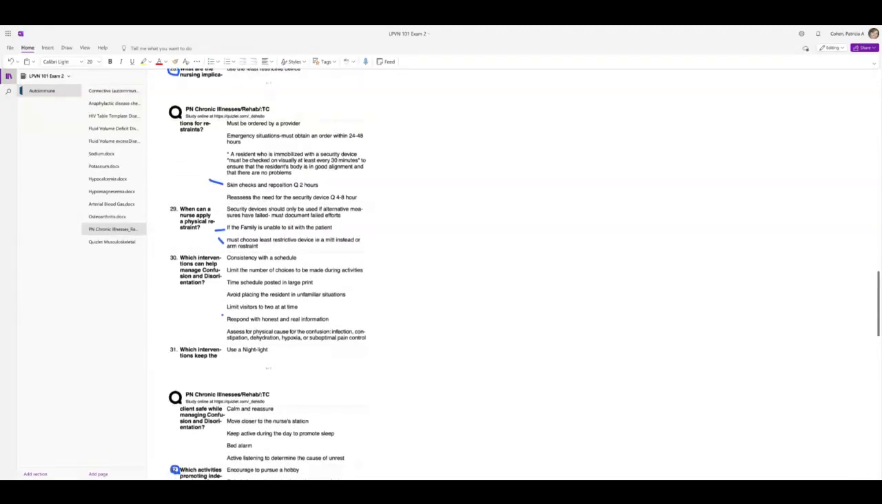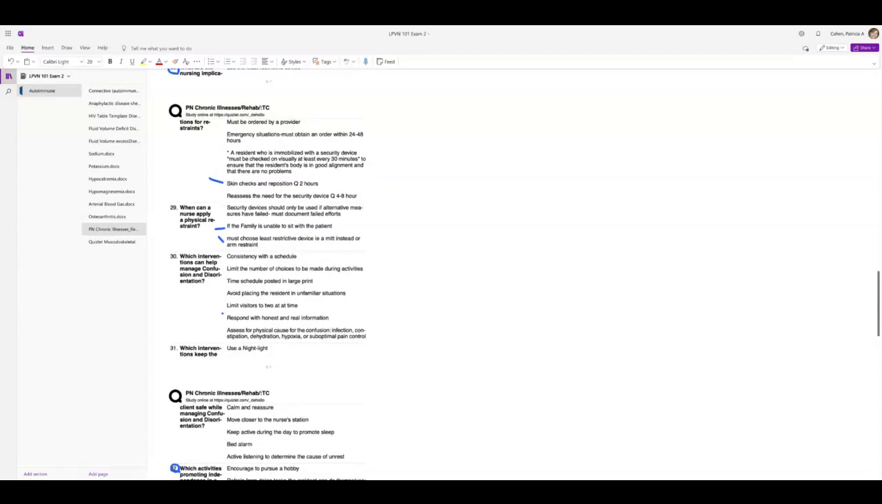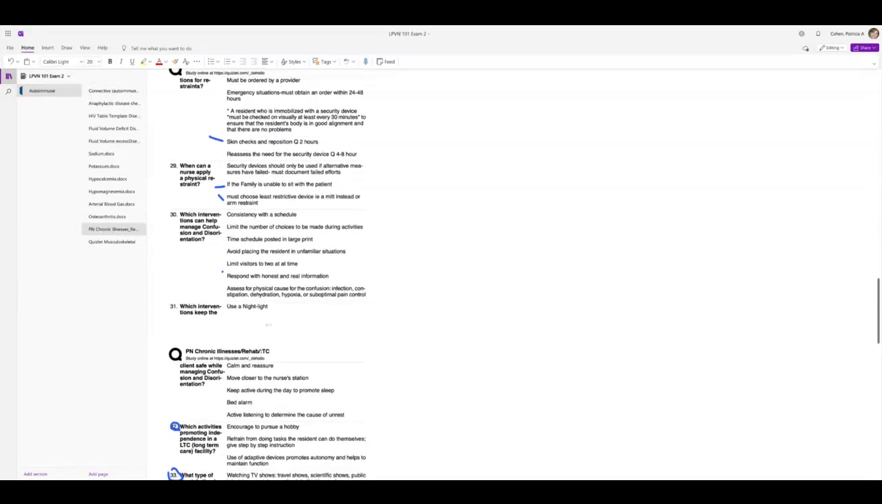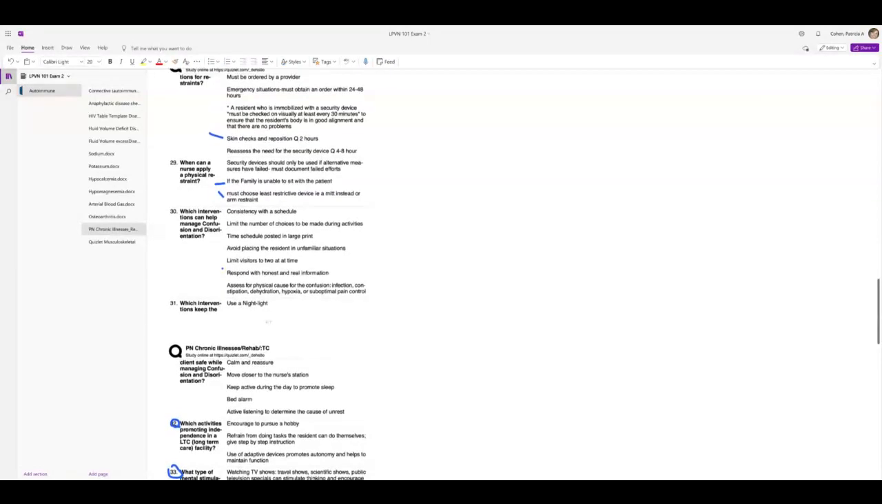To help your patients if they're confused or get disoriented, consistency with the schedule is paramount. So it's got to be like Groundhog Day. They get up, they eat breakfast, they do the same things. Okay. Limit the number of choices for them. Just give them two things to pick from if they're doing activities. Time schedule posted in large print. I talked about that earlier.